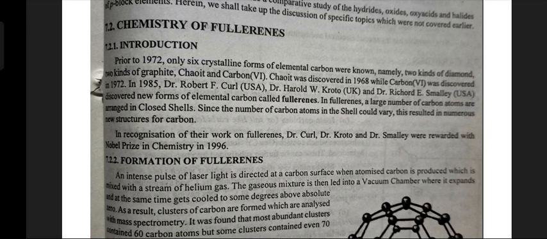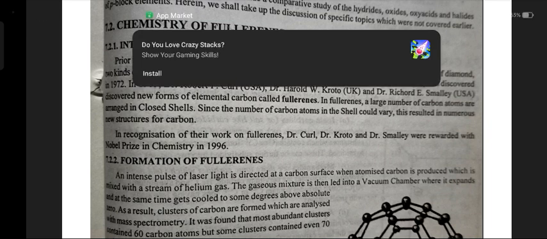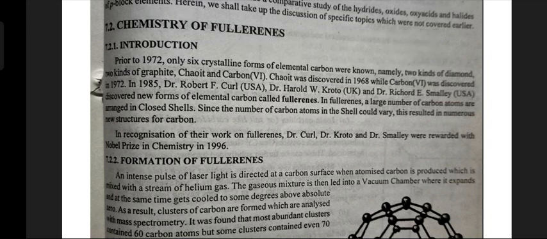In 1985, Dr. Robert F. Curl of USA, Dr. Harold W. Kroto of UK, and Dr. Richard E. Smalley of USA discovered a new form of elemental carbon called fullerenes. In fullerenes, a large number of carbon atoms are arranged in a closed shell. Since the number of carbon atoms in the shell could vary, this resulted in numerous new structures for carbon.